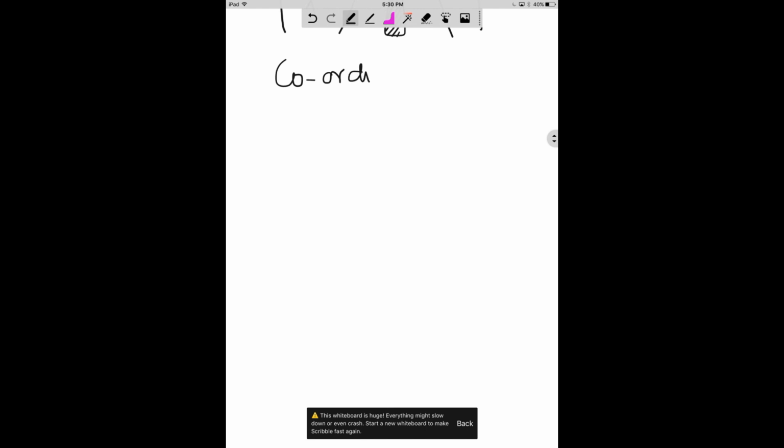Today I'm going to derive the midpoint formula, coordinate geometry. Okay, midpoint formula.